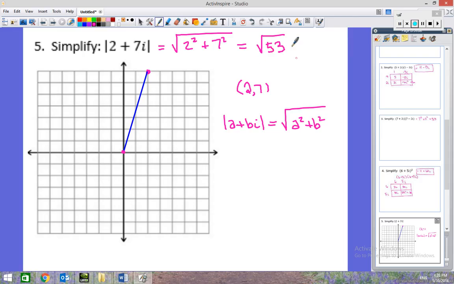They do expect us to simplify radicals and to give exact answers. Don't approximate that on a calculator. Just give that square root of 53 as your answer.